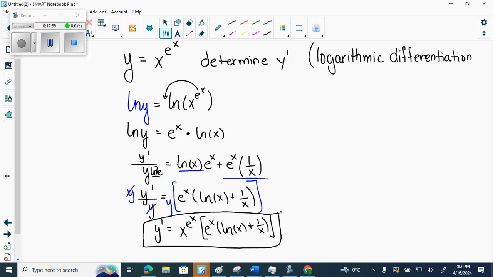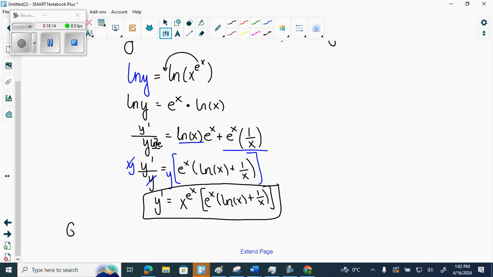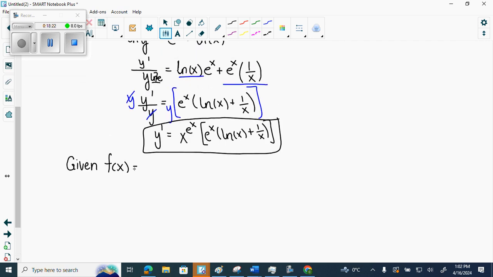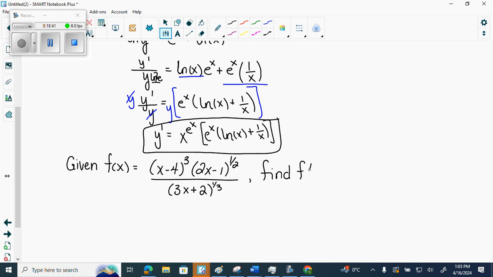What does the other logarithmic differentiation look like? A quotient rule with some product rules in it, right? Like it's excessive looking polynomials-ish. So if I asked you to find, given f of x equals x minus 4 cubed, 2x minus 1 to the half, over 3x plus 2 to the third, then I say find f prime using logarithmic differentiation. Try it out. Ln both sides, that's the hint to logarithmic differentiation, first step.